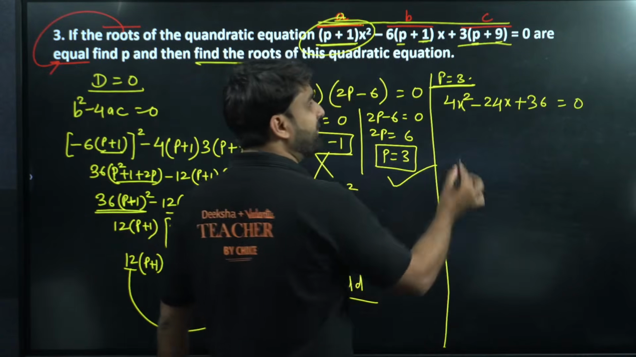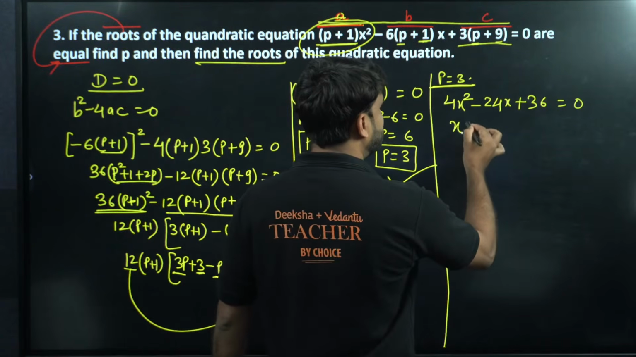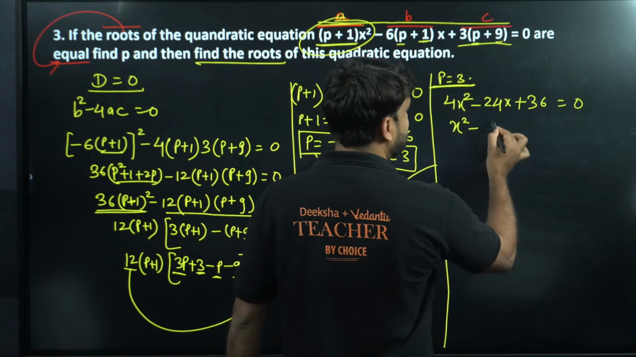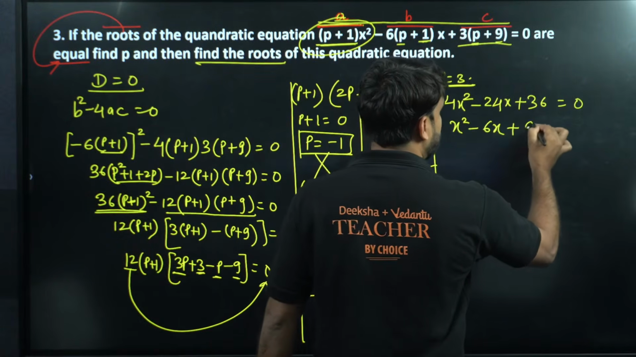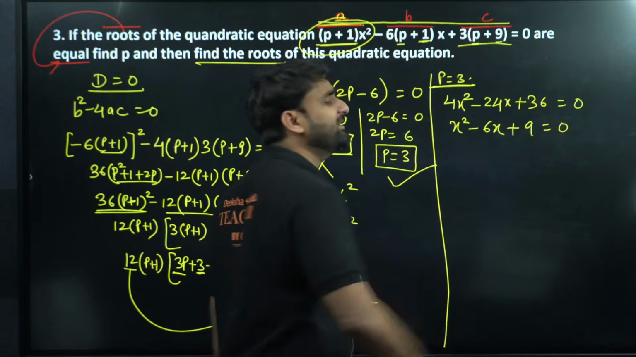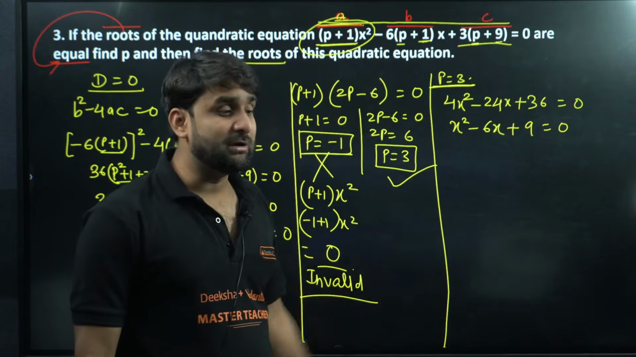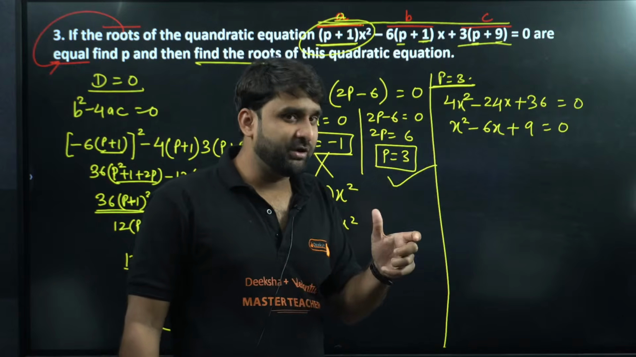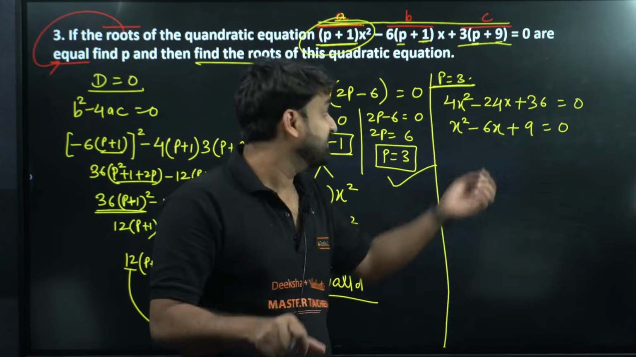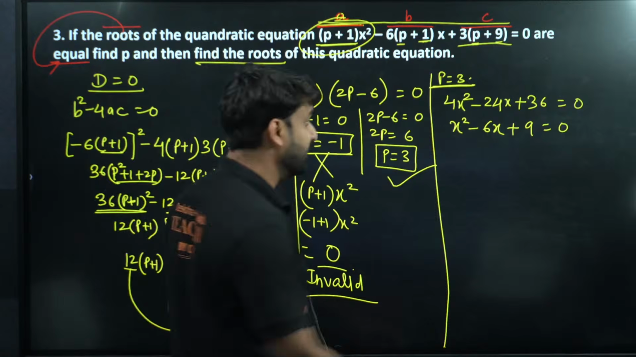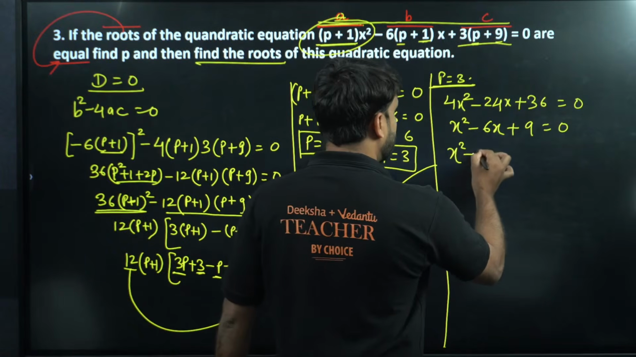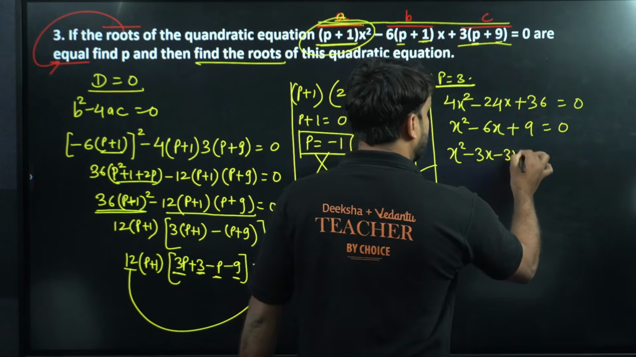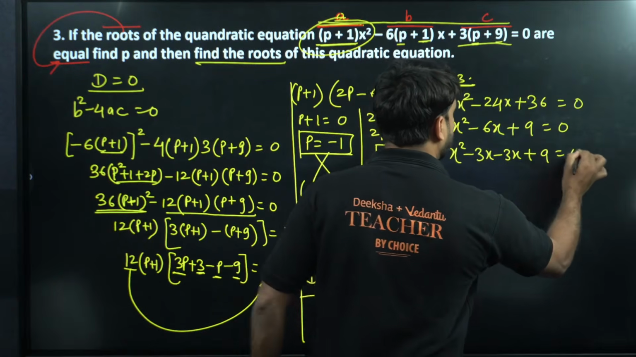Now can we take common 4? 4 we can take common. So this equation will look like again x square minus 6x plus 9 is equal to 0. So this is very simple equation. We can apply middle term splitting method. So 9, 1 into 9. So we can make the pair of 3, 3. 3 into 3 is 9 and 3 plus 3 will give you the middle value, which is 6 there. So x square minus 3x minus 3x plus 9 is equal to 0.